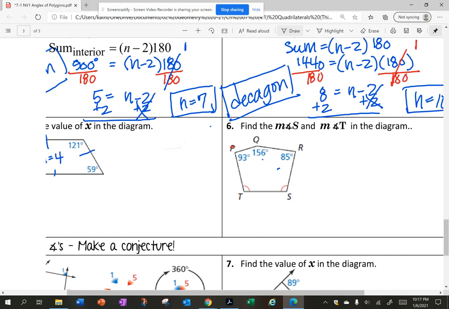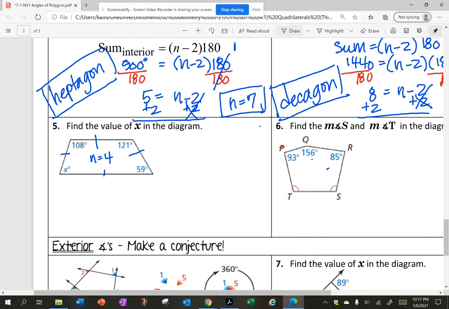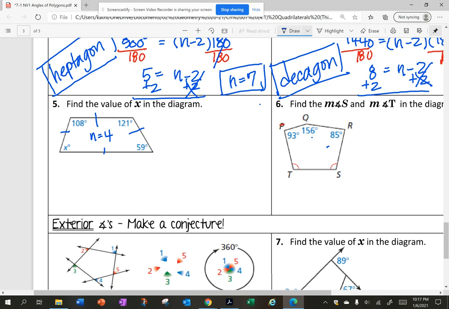Or you can calculate it again. So I know that the sum is 360 degrees. So I can set this up and say sum equals n minus 2 times 180. And we said n equals 4. So 4 minus 2 times 180. So my sum equals 360 degrees.